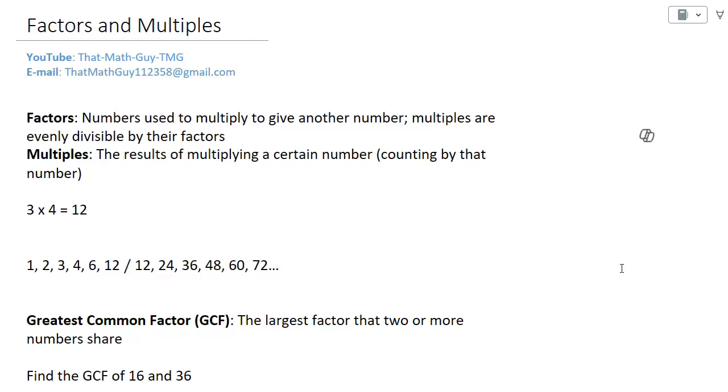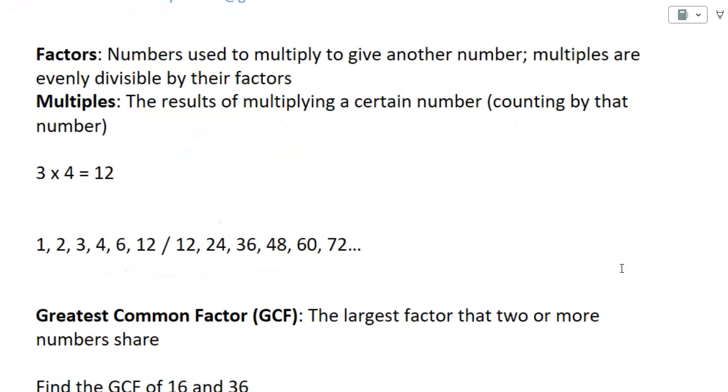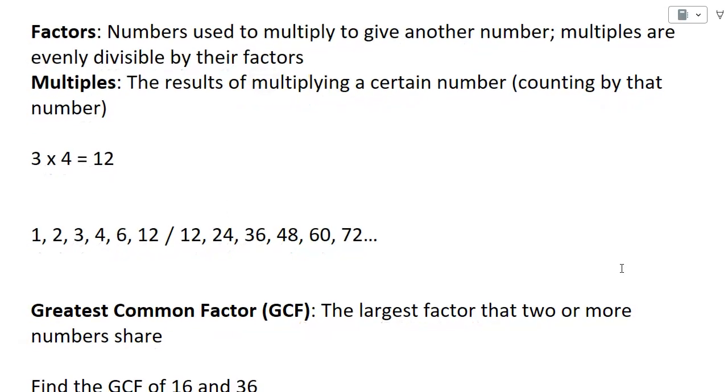But just as a reminder of what factors and multiples are. Factors, again, are just the numbers you use to multiply to get another number. Multiples are evenly divisible by those factors. So I'm only looking at integer factors just to keep things simple. That's typically what you're going to need to know. Again, factors are what's used to multiply to get another number, and multiples are the results of multiplying a certain number. Essentially, if you're asked for the multiples of a certain number, you can act like you're counting by that number. Those are all the multiples.